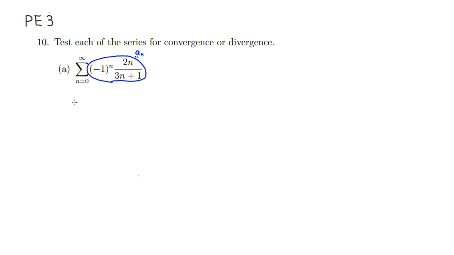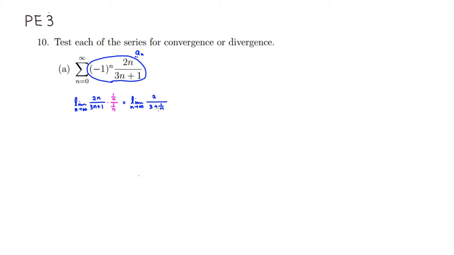To make our lives a little bit easier, look at the limit as n approaches infinity. I'm going to just ignore the (-1)^n for now. So you have 2n over 3n plus 1. For this one, we can use the trick: multiply top by 1 over n, bottom by 1 over n. Then you will get this limit as n approaches infinity. 2n over n is 2, 3n over n is 3, and 1 over n is 1 over n.